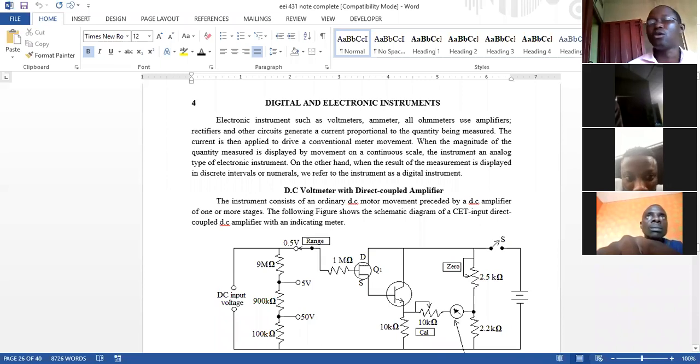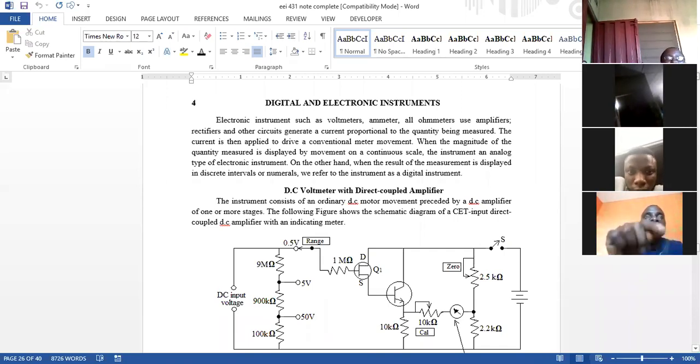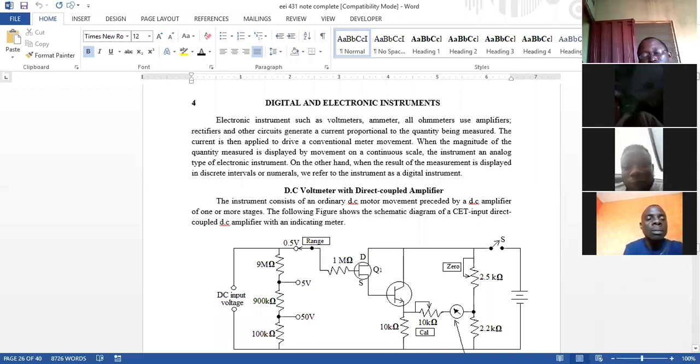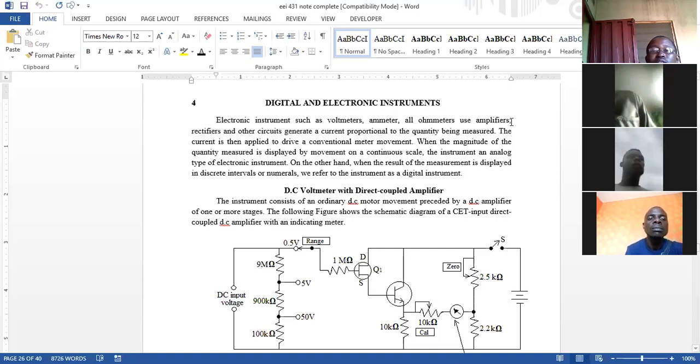Here, we are going to talk about the principle of operation of digital instruments, such as voltmeters and so on. Electronic instruments, generally speaking, are instruments such as voltmeters, ammeters, ohmmeters, and the rest. All of them generally use amplifiers, rectifiers, and other circuit elements to generate a current proportional to the quantity being measured. Are you with me? This current is directed to a meter movement to indicate the quantity being measured.